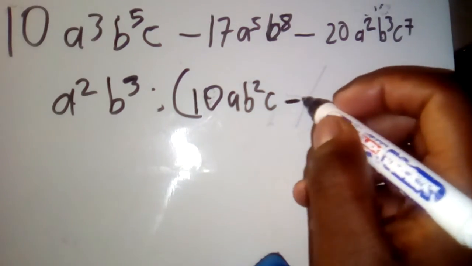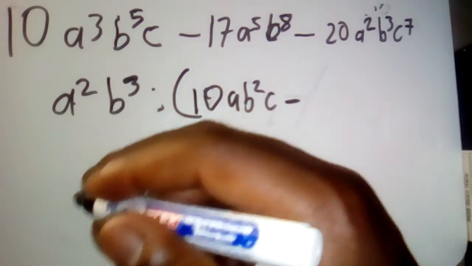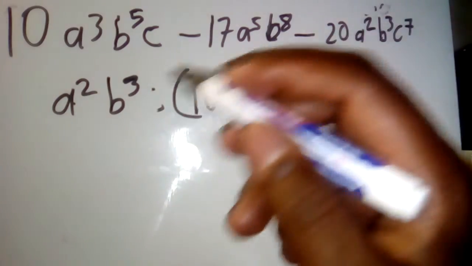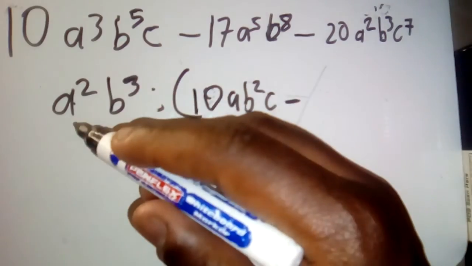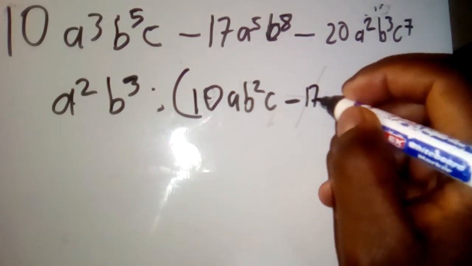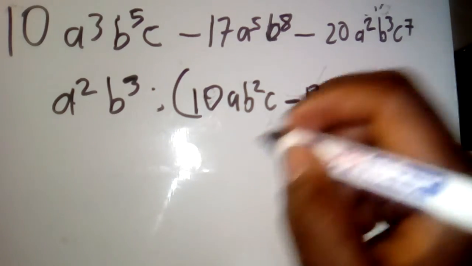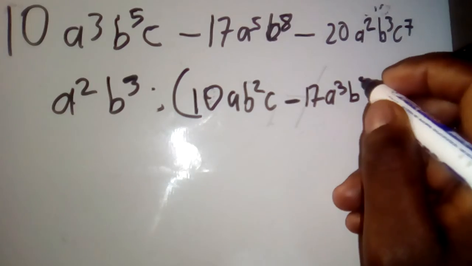Then let's go to the second one. When I divided, I wrote it on the side just for you to understand. You can actually divide it straight without writing if you can see the picture. So there's nothing to divide 17 by, so it remains 17. a to the power of 5 divided by a squared is a cubed, and then b to the power of 8 divided by b cubed is b to the power of 5.